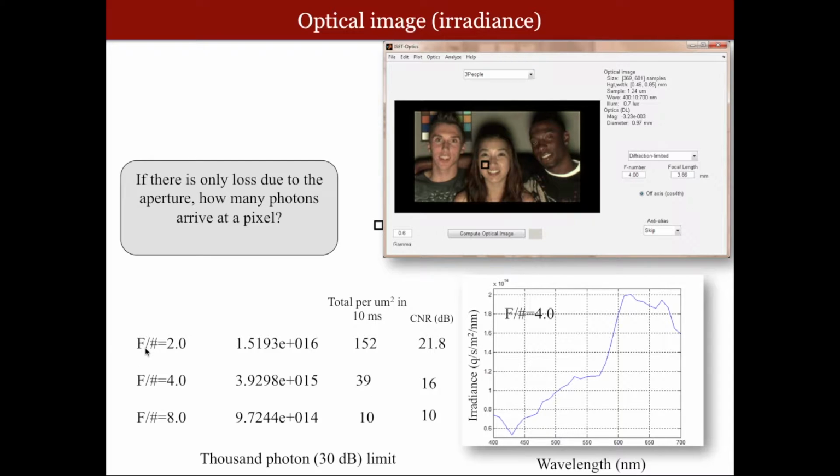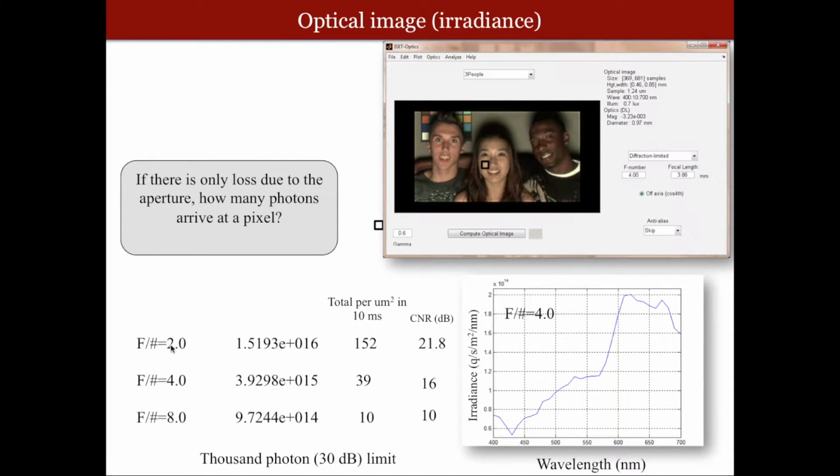And so if the F number is 2, then the total number of photons arriving would be this very large number, but the total number of photons per square micron in a 10 millisecond interval would only be 152. So there's not a lot of photons in a single square micron if it's a short exposure duration. Obviously it scales with T, the exposure duration, and it scales with the surface area. If you have a 2 micron pixel on a side, then it's going to be 4 times this amount. If you go to 100 milliseconds, it's 10 times this amount.